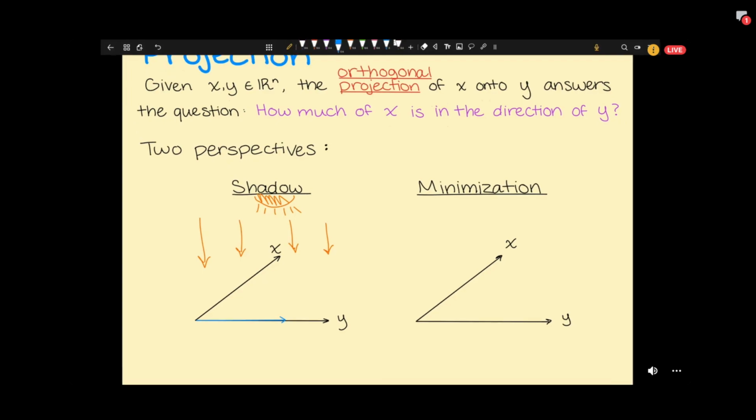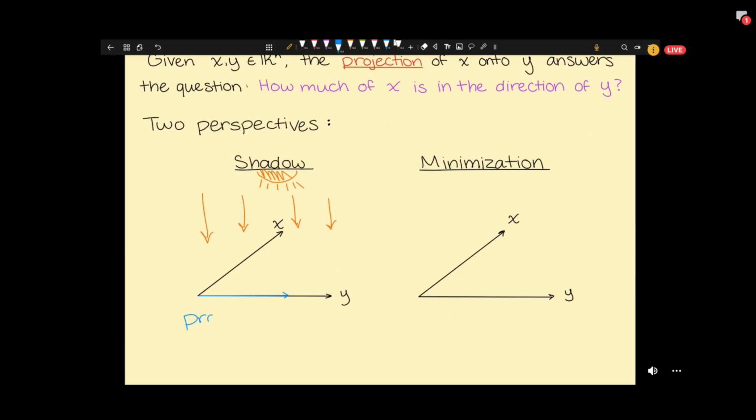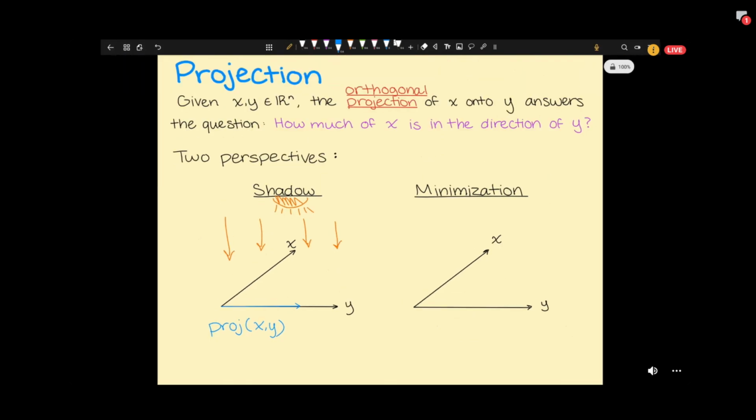And we'll write this as projection of x onto y. That's our notation for this course. This is how I like to think about it. It just kind of makes sense. It's nice. It's the shadow. But then mathematically, we formulate it as a minimization problem.